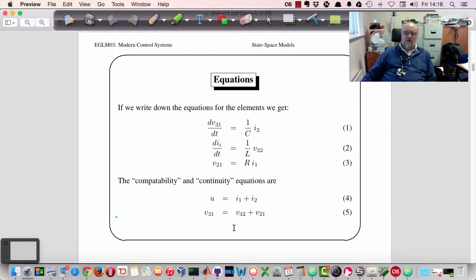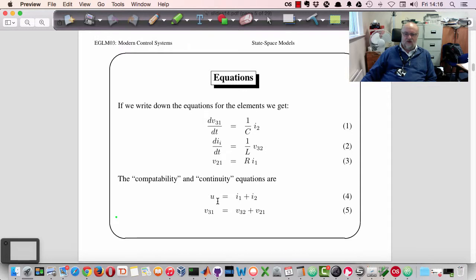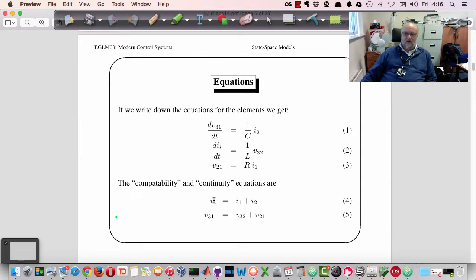In addition to that, we've got the continuity equations, compatibility equations, and Kirchhoff's voltage and current laws. So the input to the system must equal the two currents in each of the branches of the circuit, and the voltage across the capacitor is equal to the voltage across the inductor and the voltage across the resistor, summed together. So with those equations we've got enough information to be able to construct a state space model.